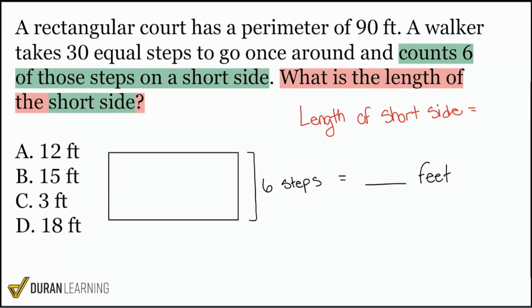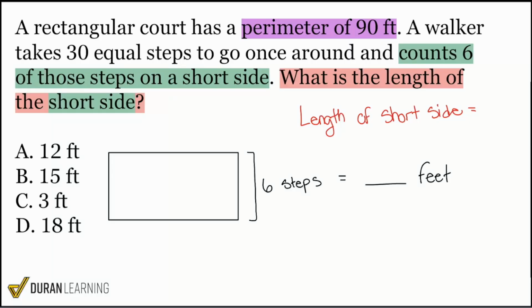Everybody, read over here. Follow along with me. Here it says that the rectangular court has a perimeter of 90 feet. It also goes on to say in the very next sentence, follow along with me, it says a walker takes 30 equal steps to go once around. Think about it, everybody. You tell me, what is another word for going once around a shape? What's that word again? To go around a shape once, that's called the perimeter. That is called the perimeter.